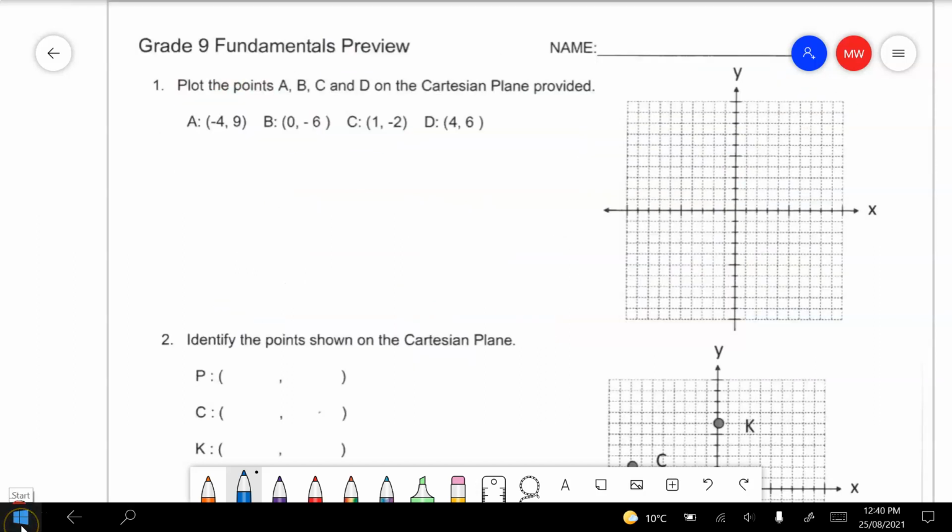Back to question 1 now, and we're just plotting points on a Cartesian plane.